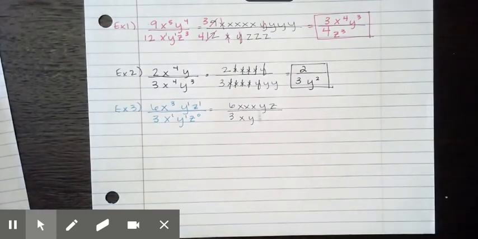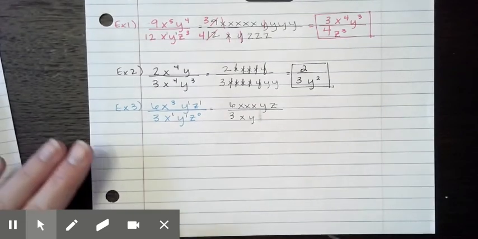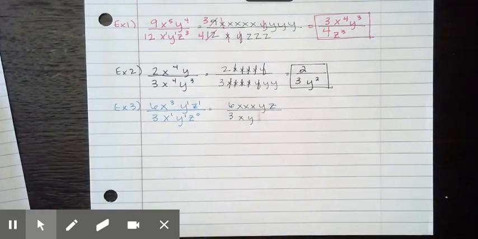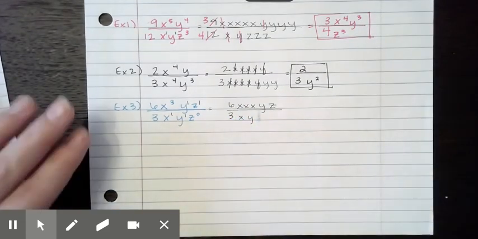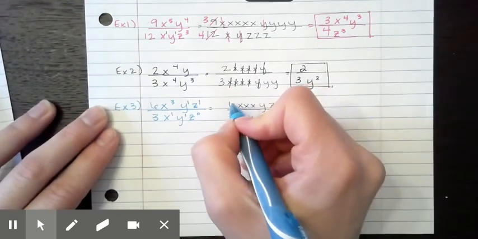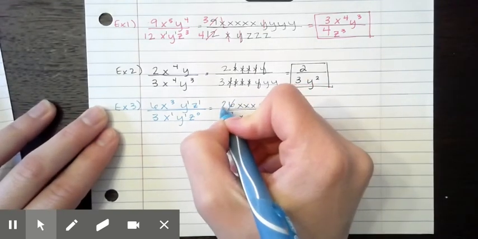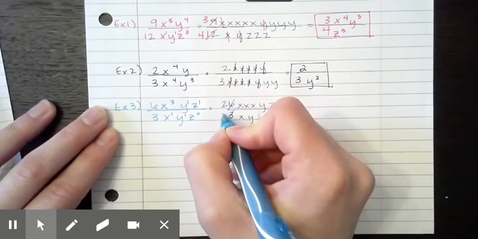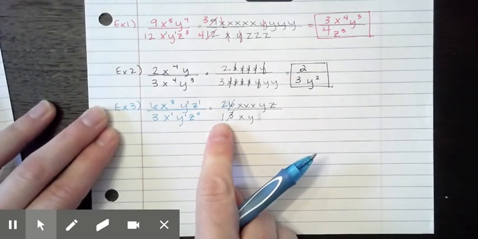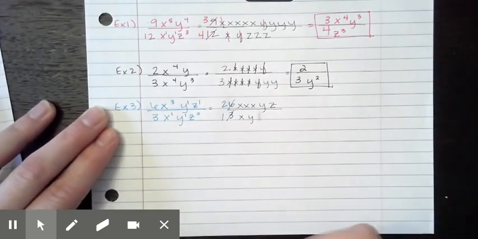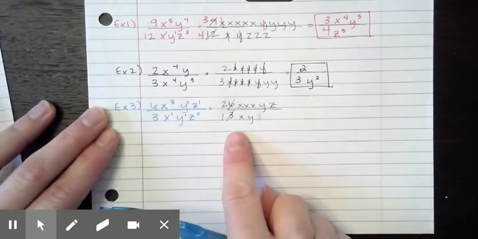So then we look and decide if we can simplify anything. Can I simplify these? Oh, I definitely can. What number goes into both 6 and 3? 3 does. So 3 goes into 6 twice. 3 goes into 3 once. You don't have to write that 1 there if it's in the denominator, but you can. Is there anything else that crosses out?